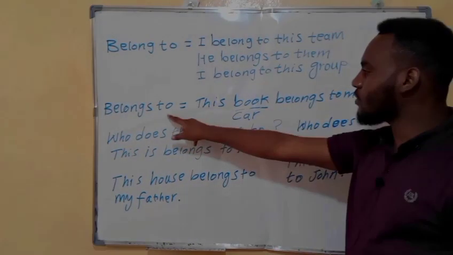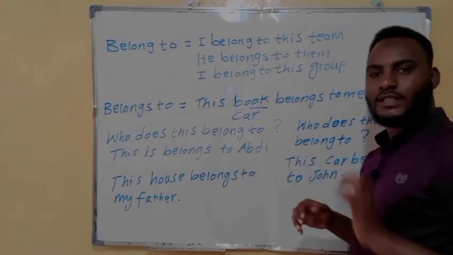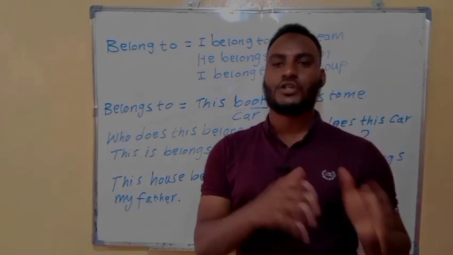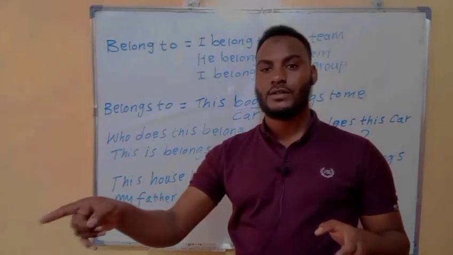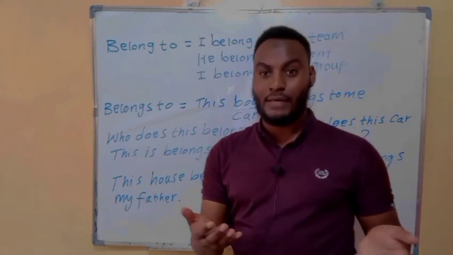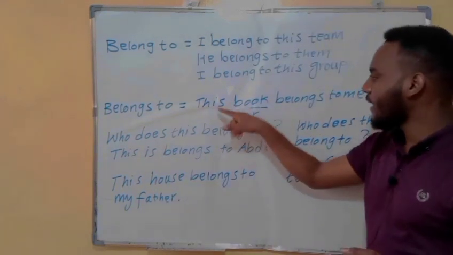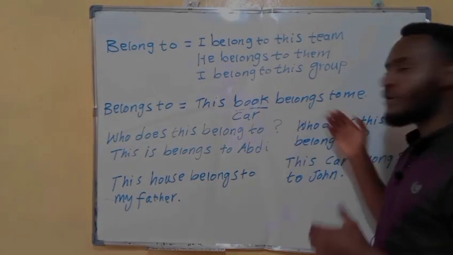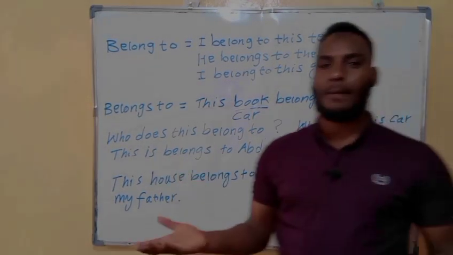Belongs to is used for something you own. You understand? Like this is my book. This book is mine. This is my house. This house is mine. You understand, right? So you say this house belongs to me. This house belongs to my father.